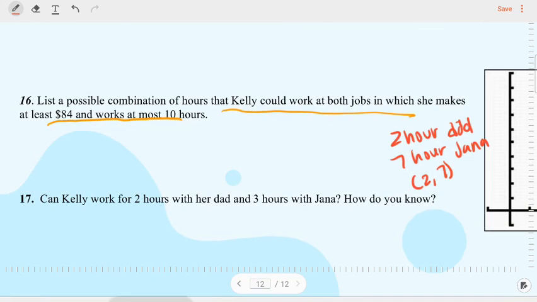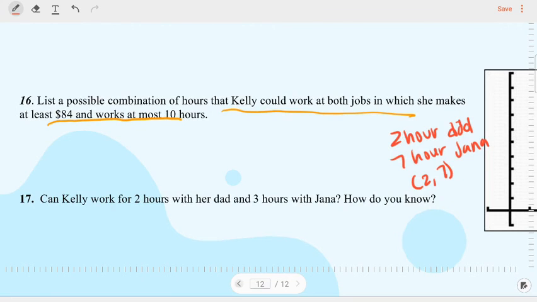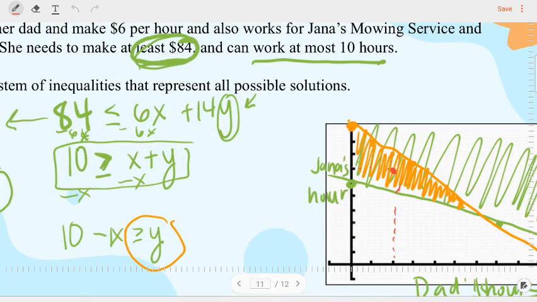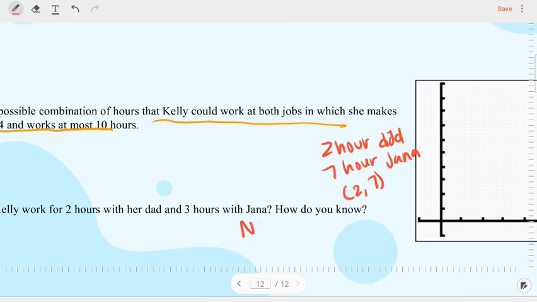The last follow-up question says, can Kelly work for 2 hours with her dad and 3 hours for Jana? How do you know? So I'm going to go back to my graph, 2 hours for her dad, 3 hours for Jana. So there's 2 hours for her dad, 3 hours for Jana. Is that in the shaded region? And the answer is, will it work? No. And I can say a couple different things. It's not in the shaded region.